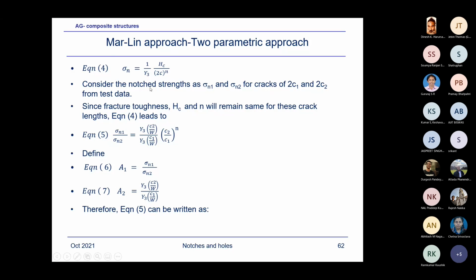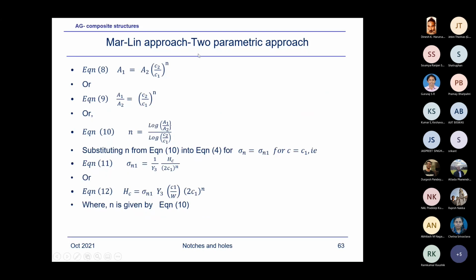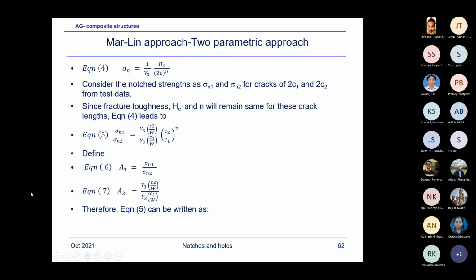I've written down here, basically just juggling with the equation for two crack lengths, suppose C1 and C2, and wrote sigma n1 on sigma n2, defined some parameter. I won't go into the details. Finally, to determine those parameters, I've written the equation here. Say N is equal to this, where A1 is defined by C2 upon C1, and A2 is defined by this configuration parameters for two crack lengths. So A1 and A2 are defined.